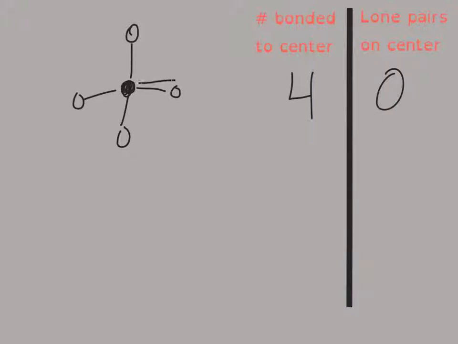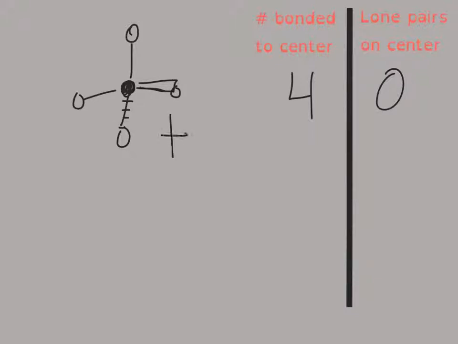Our next shape has 4 things bonded and no lone pairs. This one gets a little tricky to draw on a piece of paper, but we start with an atom in the center, and we have an atom attached on the top. Now around the bottom, we're going to evenly have 4 distributed. So if you can imagine with me, one of these 3 around the bottom is kind of pointing away from us, and one of them is kind of pointing towards us. Okay, so you have to think in 3 dimensions when you're looking at this picture.